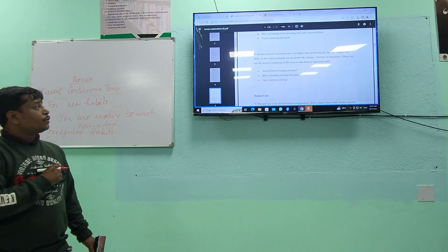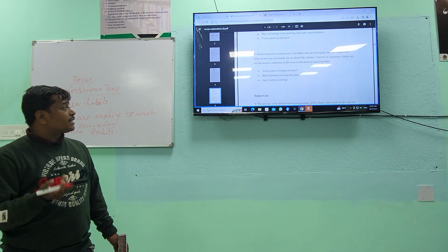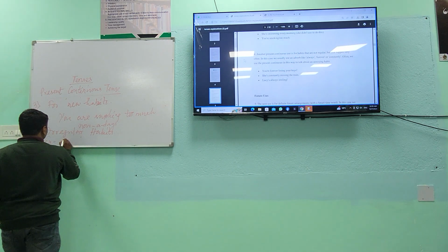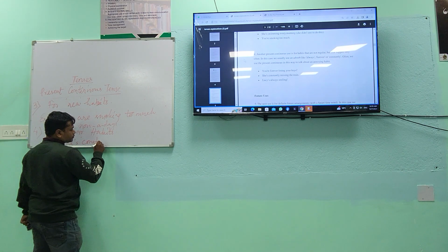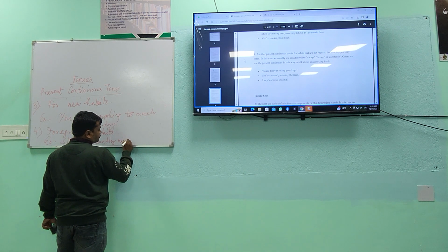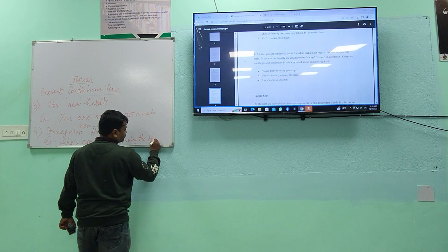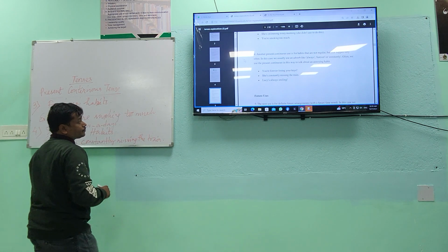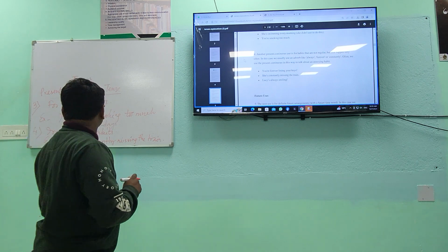You are forever losing your keys. You are losing your keys. She is constantly missing the train. Example: she is constantly missing the train. Okay. Another use.